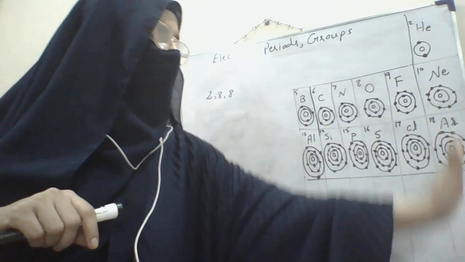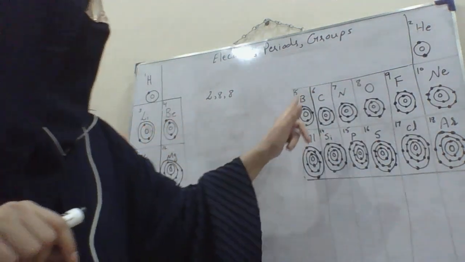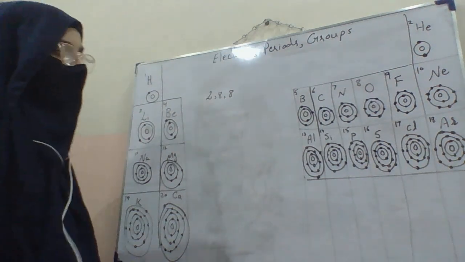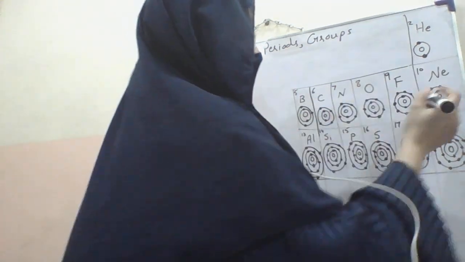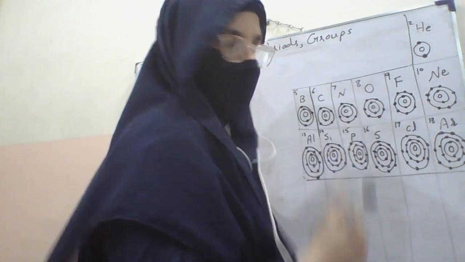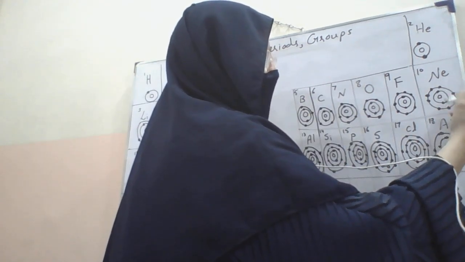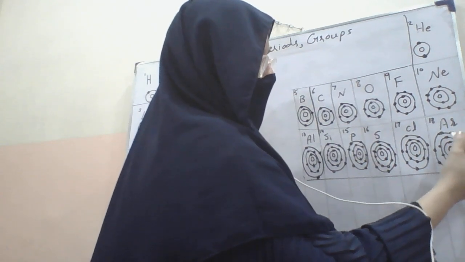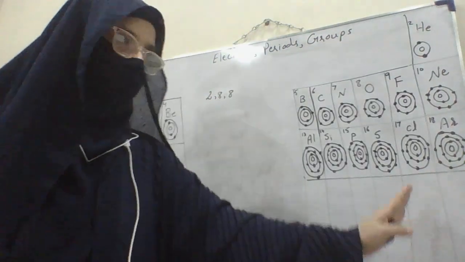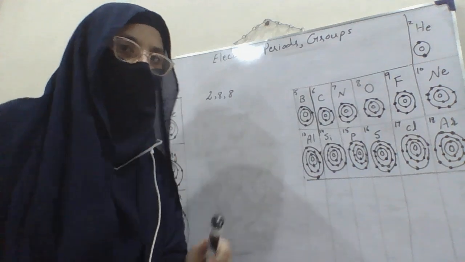These are the group 8 elements: 1, 2, 3, 4, 5, 6, 7, 8. In group 8 we can see they have a complete outermost shell. Complete duplet means 2 electrons, or complete octet means 8 electrons. In the first shell 2, in the second shell 8, and in the third shell also 8. So all the elements of group 8 have a complete outermost shell.